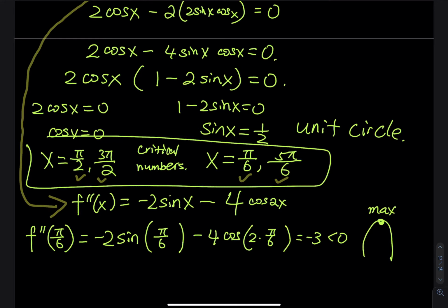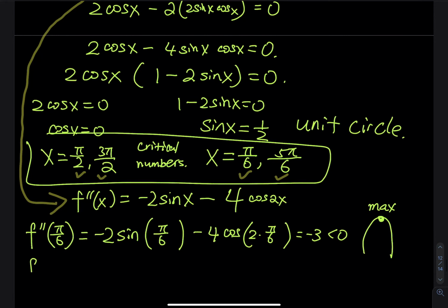And then let's plug in the pi over 2. f double prime of pi over 2. So all you have to do is change that to a pi over 2, and change that to a pi over 2. So that gives you a 2. This is greater than 0. Greater than 0 means concave up. At pi over 2, we have a minimum.